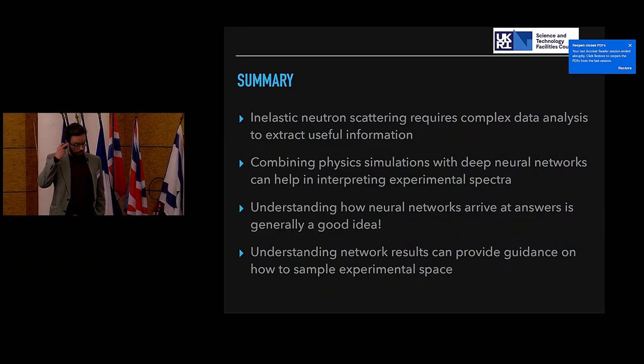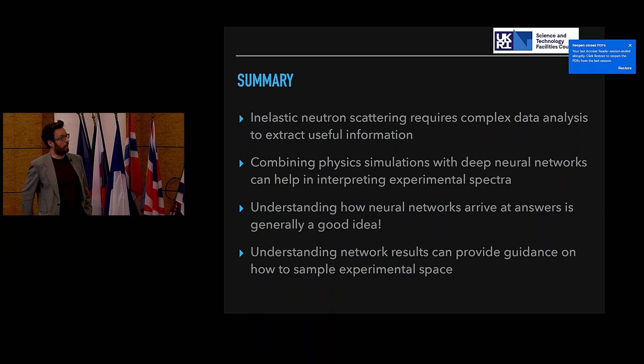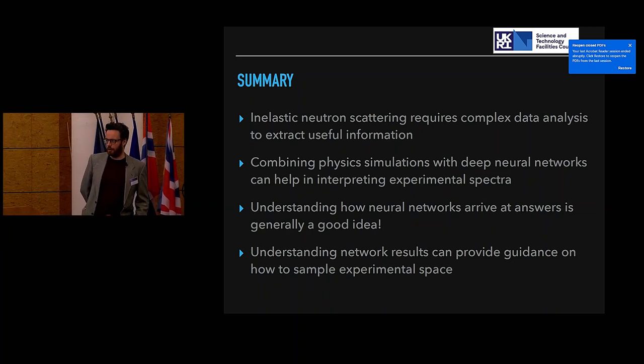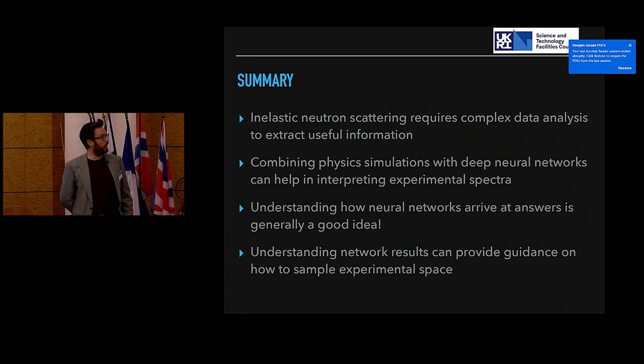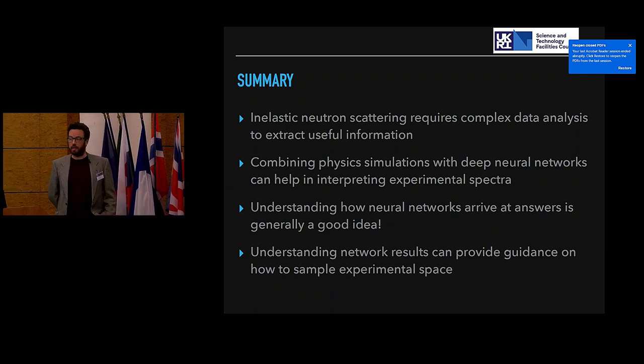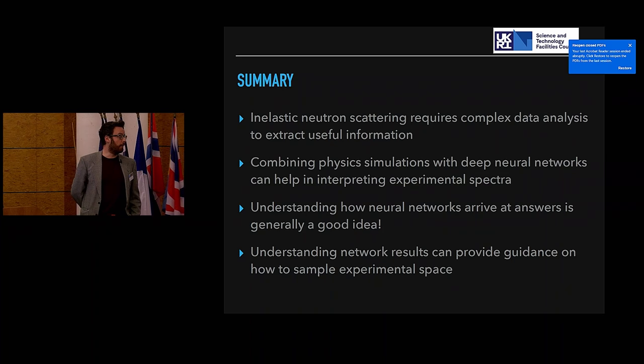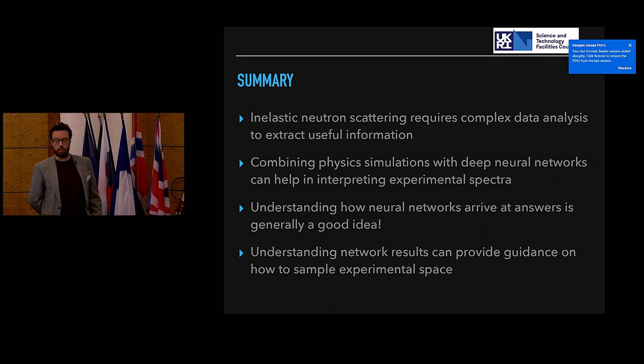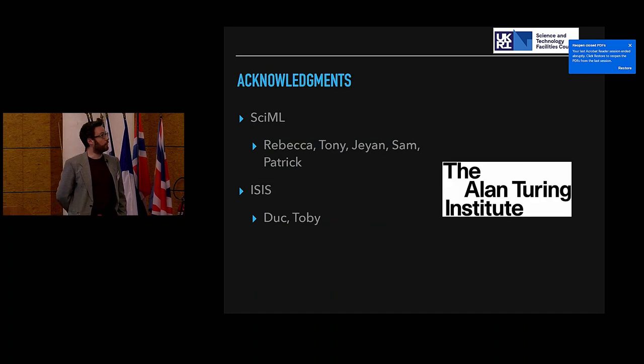So, okay, in summary, inelastic neutron scattering requires complex data analysis. I think combining physics models with neural networks is a powerful way of interpreting these spectra. Understanding networks is a good idea in general, and it can help you to provide guidance on how to sample experimental space.